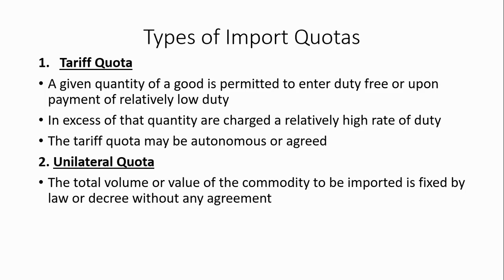So it may be autonomous or agreed. If it is autonomous, it is fixed by law. If it is agreed, it means it is fixed by an agreement between the 2 trading countries. There are some merits and demerits of the system. First, let us see the merits of the tariff quota. It has the features of both tariff and quota. It is a combination of tariff as well as quota.